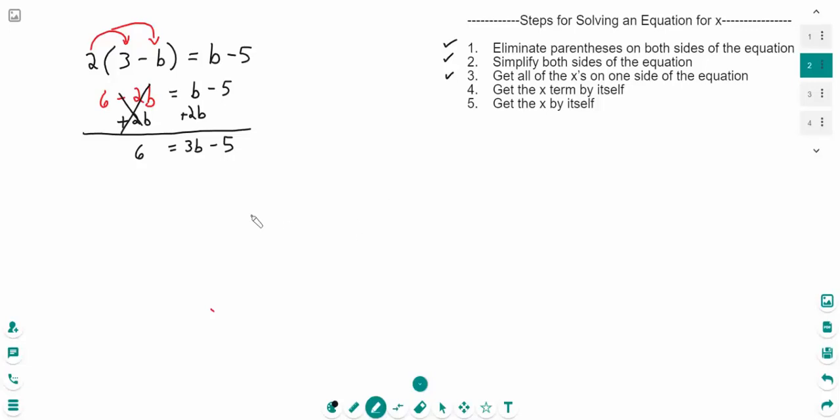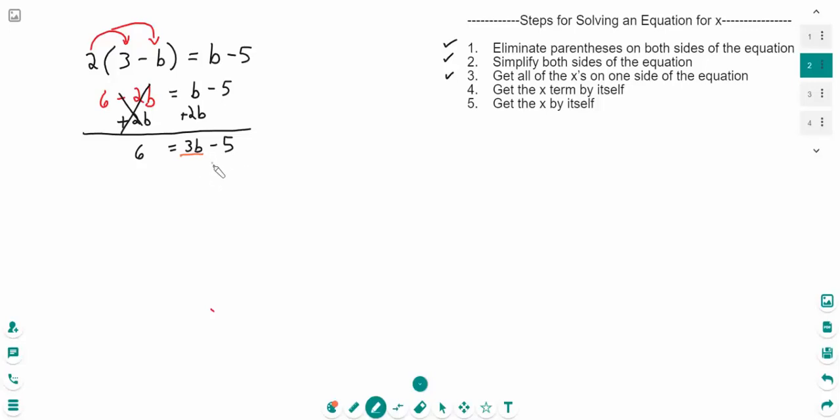Step 4, get the x term by itself. So in this case, it's the b. Get the b term by itself. So what's the b term? Well, this is the b term. Right? So we want to get that guy all by itself. And so to do that, we need to get rid of all these other things going on over here. So we need to get rid of this negative 5.